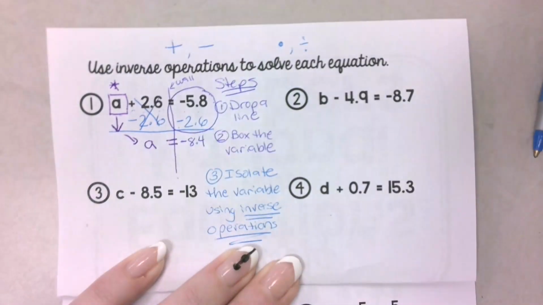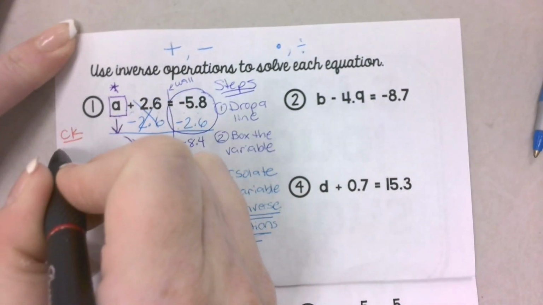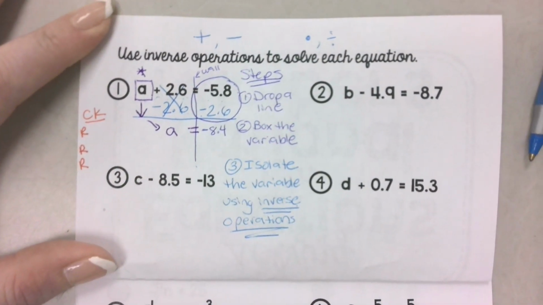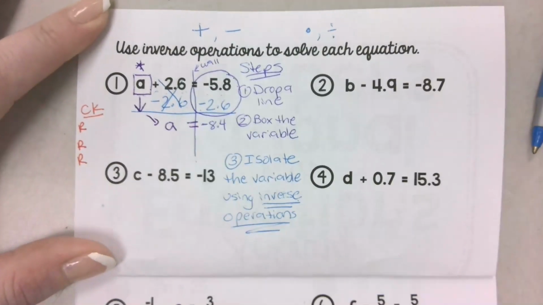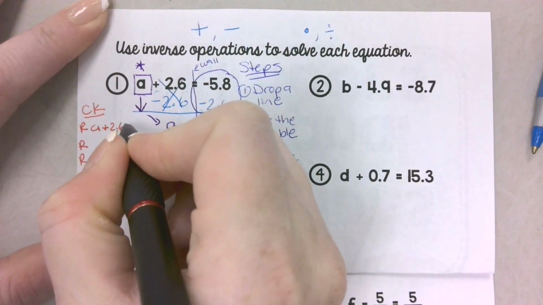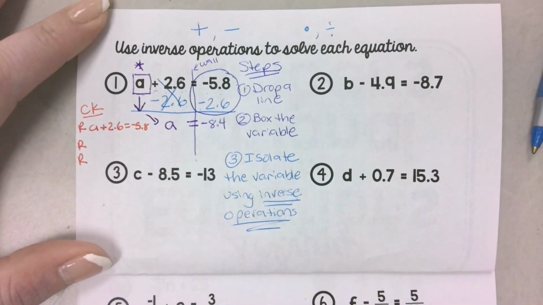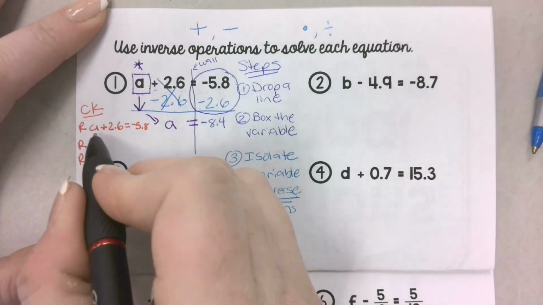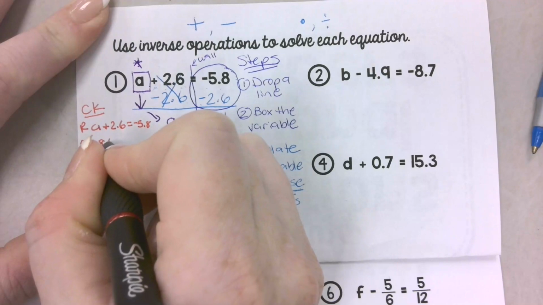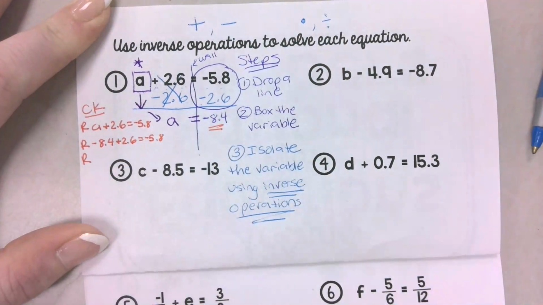So let's go ahead and do our check over here. Slide it in over here. CK, check. Guess what? We're going to rewrite, replace, recalculate. If we're going to check this equation, we need to rewrite the original, which was A plus 2.6 equals negative 5.8. And I know it's tight here. We're only going to check a couple. Then I'm going to replace A with negative 8.4. So we have negative 8.4 plus 2.6 equals negative 5.8.